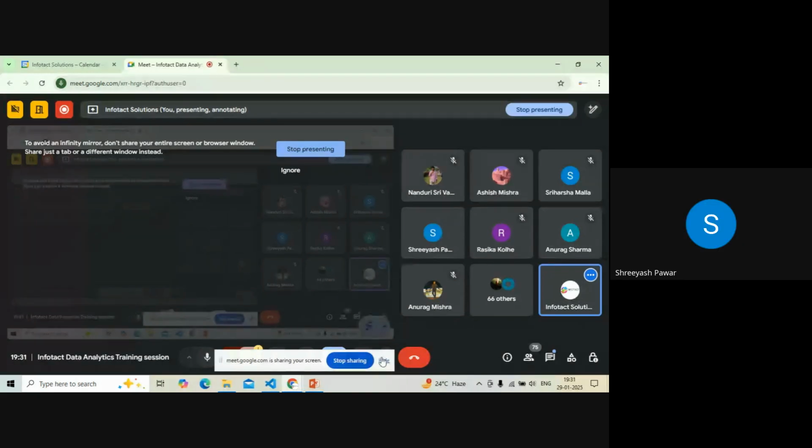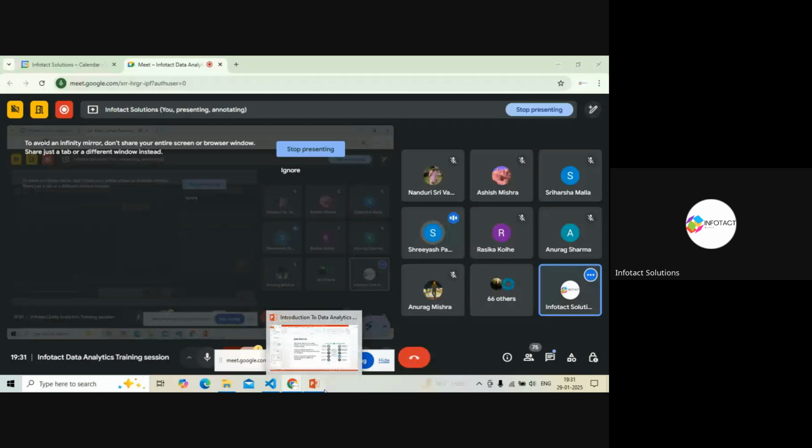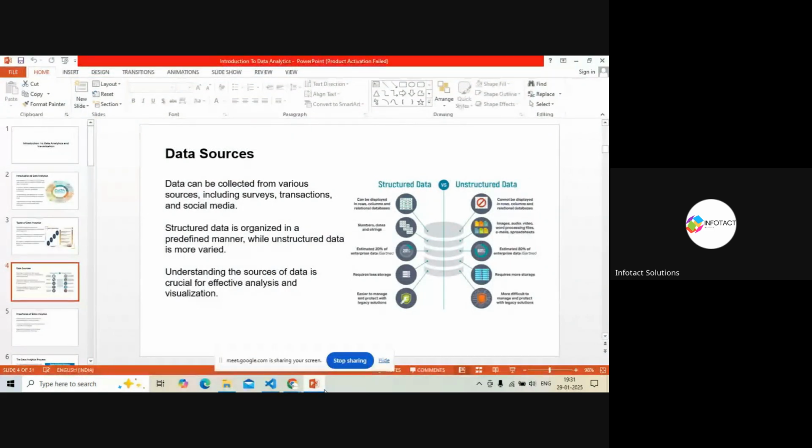Yes, sir. So now it comes to data sources. Data can be collected from various sources, including surveys, transactions, and social media. Structured data is data that is organized in a predefined manner, while unstructured data is more varied. Understanding the sources of data is crucial for effective analysis and visualization.